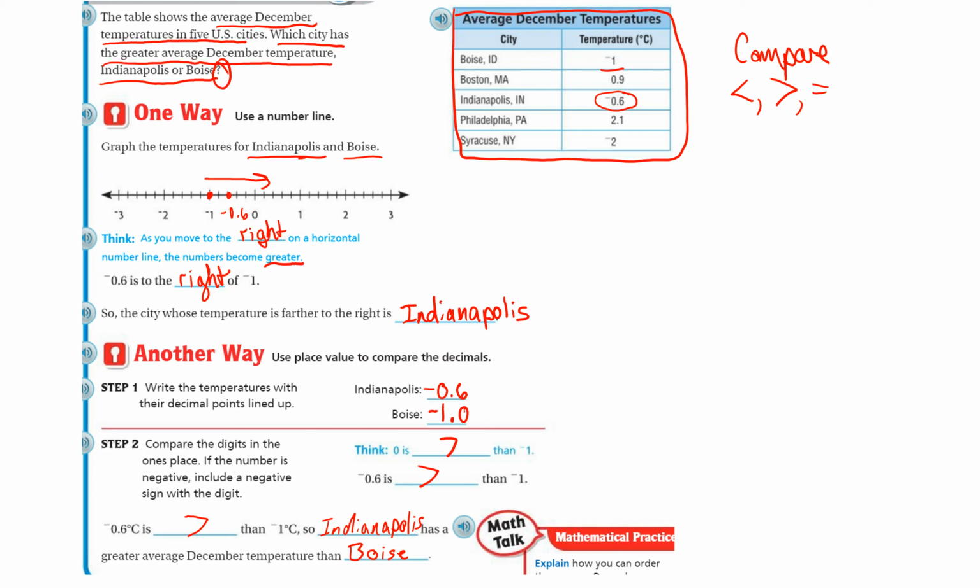So remember, we talked about that. The further to the right you go, the larger the numbers are getting: bigger, larger, greater than. The further to the left you go, the smaller the numbers are getting: smaller, less than, less valuable, however you want to say that. Moving to the right, you're getting bigger on the number line. Moving to the left, you get smaller.